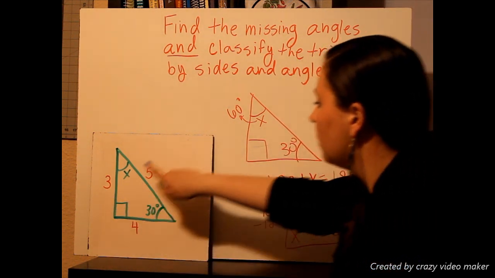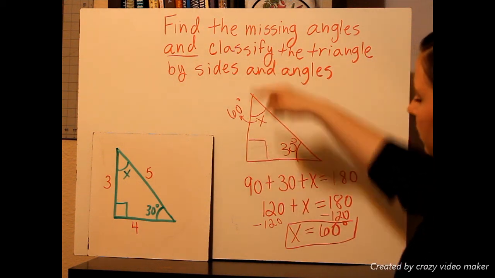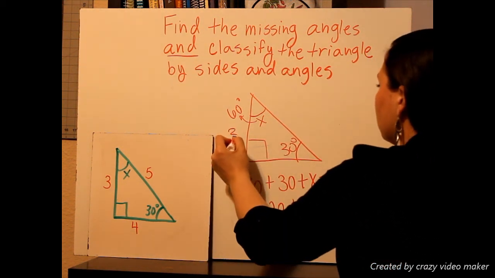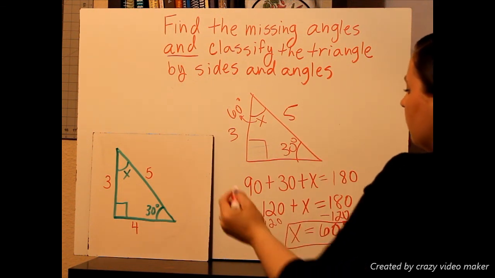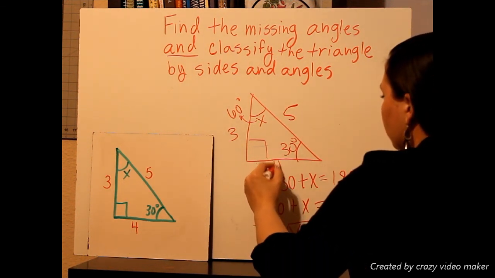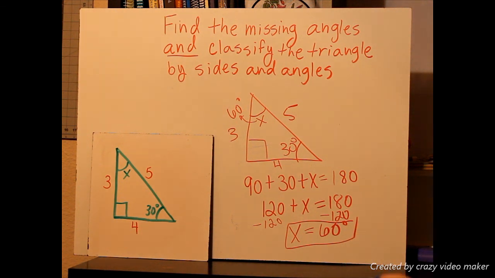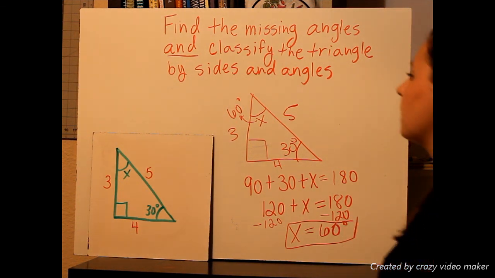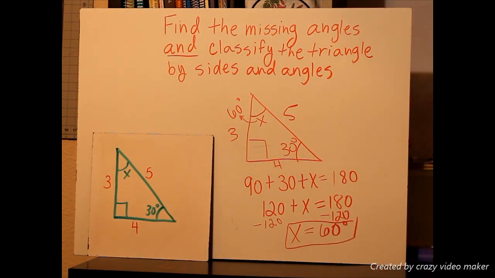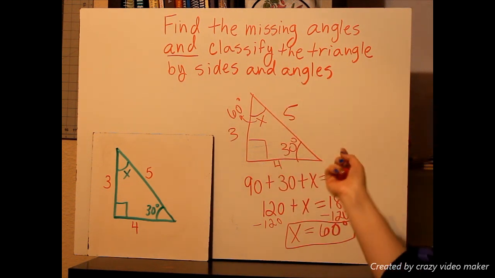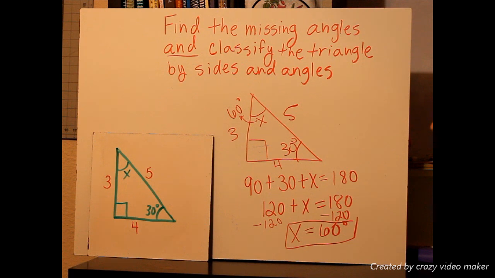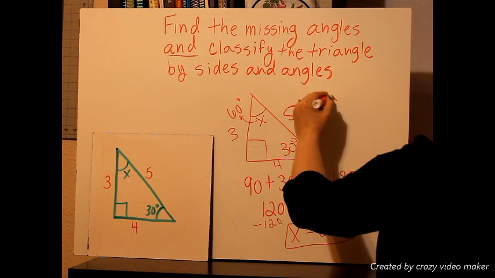Okay, now we need to take some more information from our triangle. We got to label our sides. So we can see the vertical side here is 3. The long side, the hypotenuse, is 5. And this side down here is 4. So we're going to be classifying by the sides and by the angles. Let's look at our angles. We have a 30, 60, 90. According to our definitions, this one is a right triangle because it has a right angle. So we would say right.